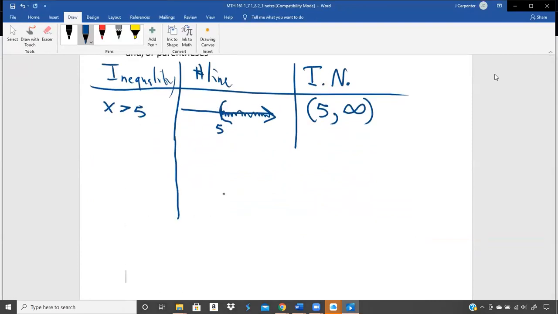Let's do a few more of those really quickly. So x is greater than or equal to 5.